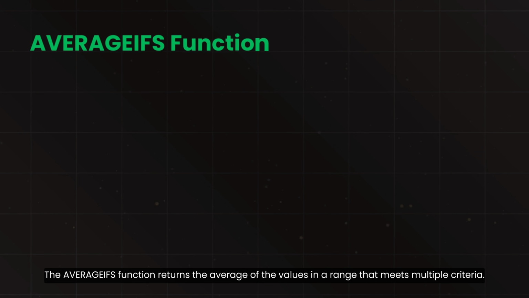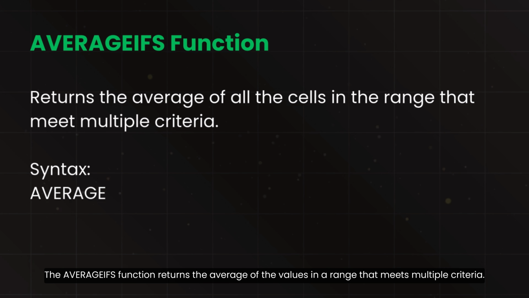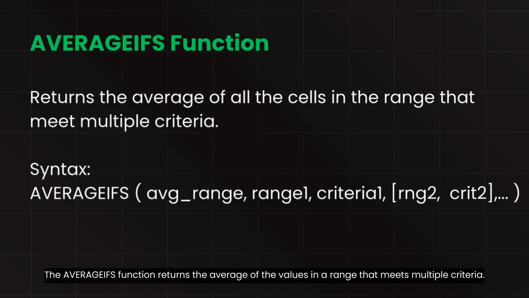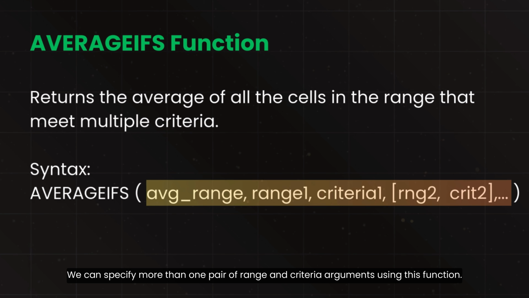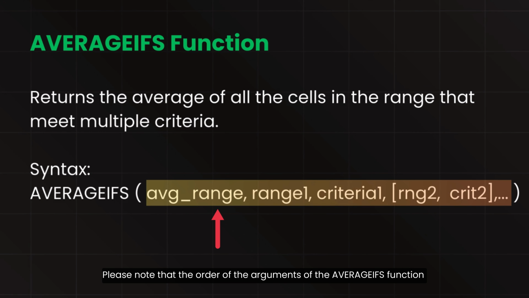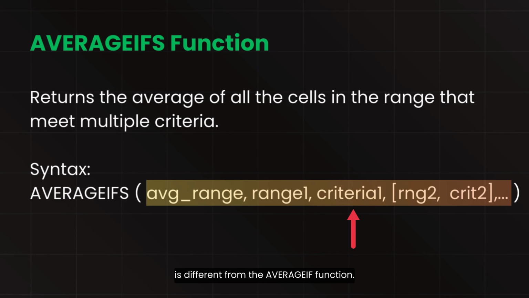We can also use the AVERAGEIFS function instead of the AVERAGEIF function. The AVERAGEIFS function returns the average of the values in a range that meets multiple criteria. We can specify more than one pair of range and criteria arguments using this function. Please note that the order of the arguments of the AVERAGEIFS function is different from the AVERAGEIF function.